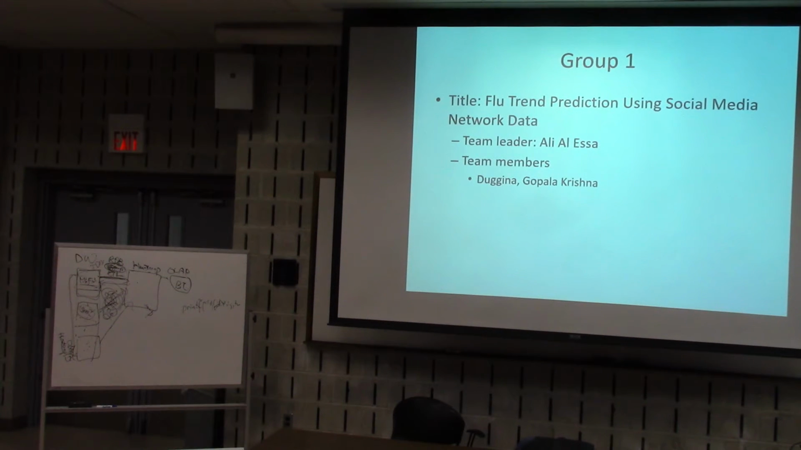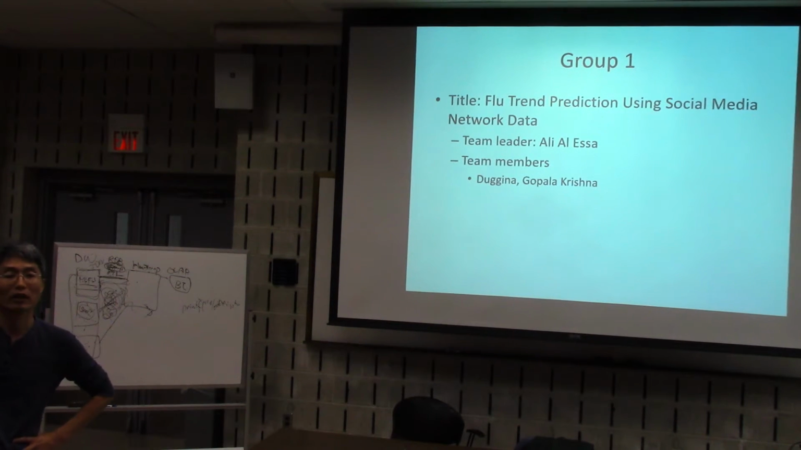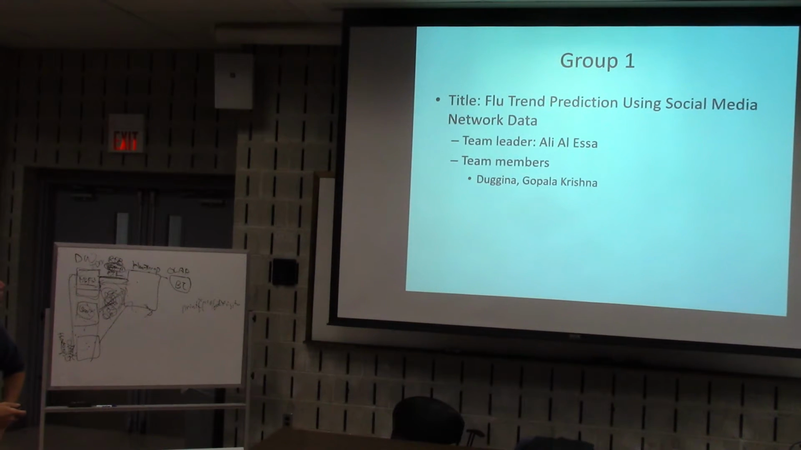The first one is Flu trend prediction using social media network data. So Early and Dugina are not here. If you do not know the contact, email me and I will let you know. I can get that from Canvas. On Canvas you can send a message, but Canvas does not have the email address, in case you need it.